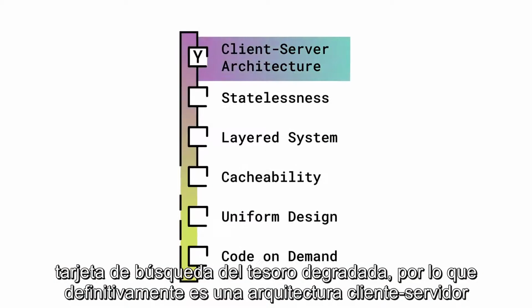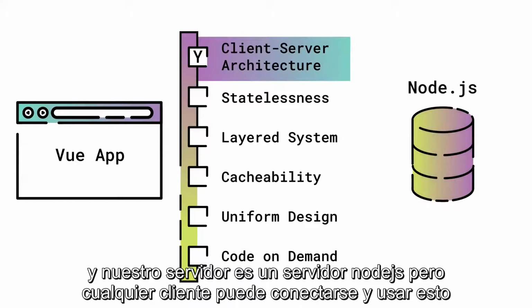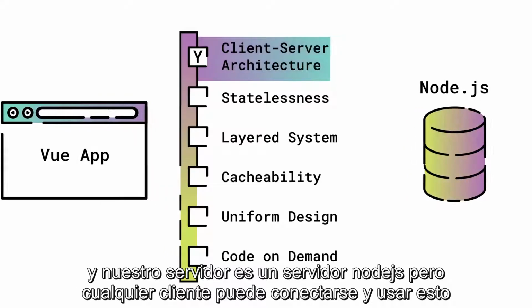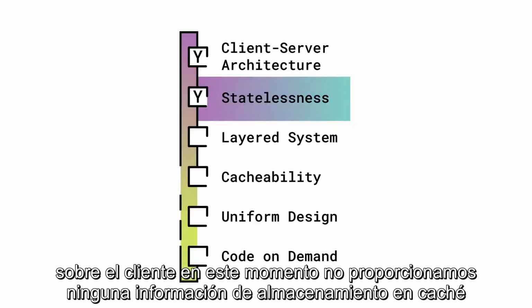So it's definitely a client-server architecture. Our client happens to be, in this case, a Vue application running in the browser, and our server is a Node.js server. But any client could connect and use this. It's definitely stateless, right? We aren't requiring any prior knowledge about the client.